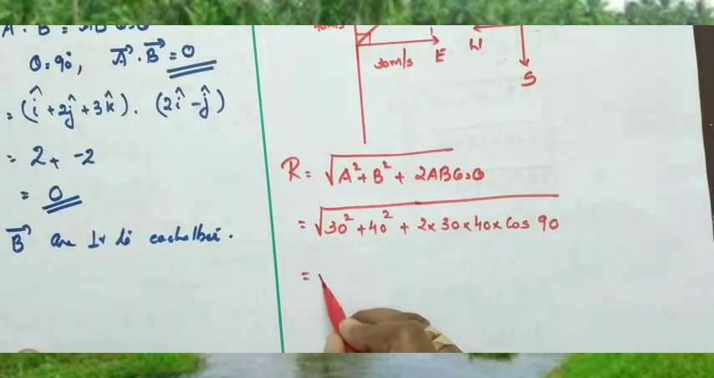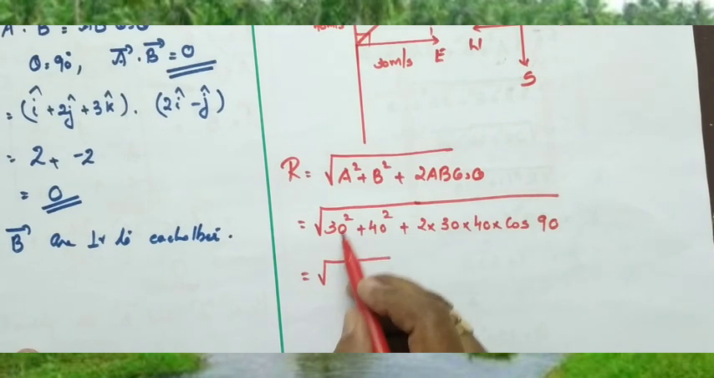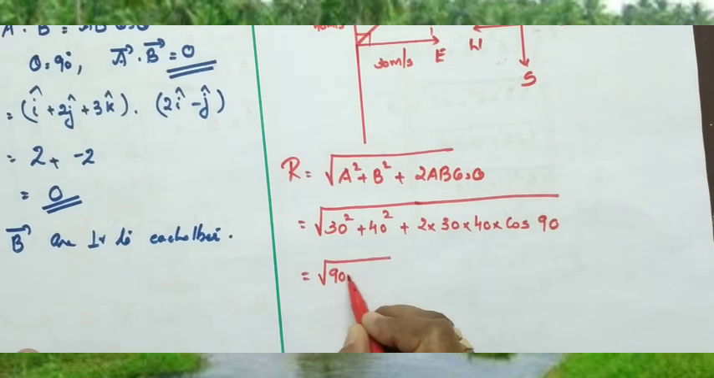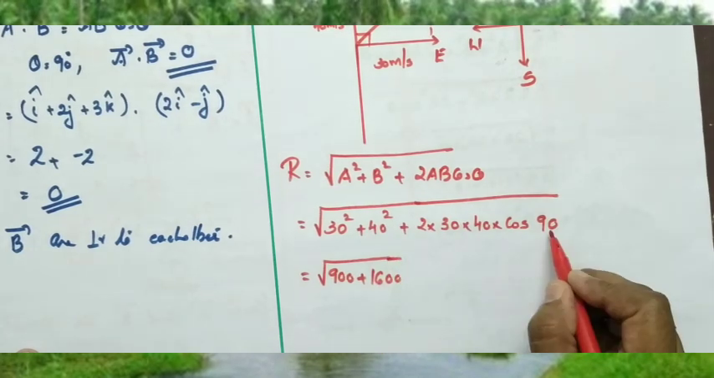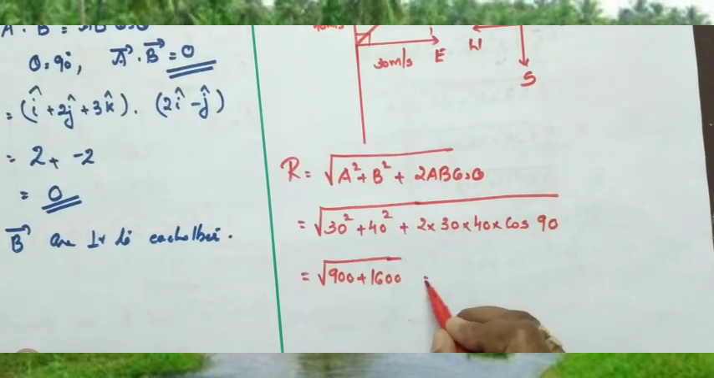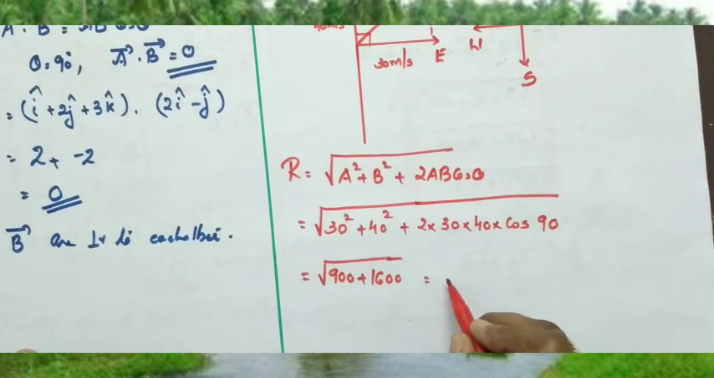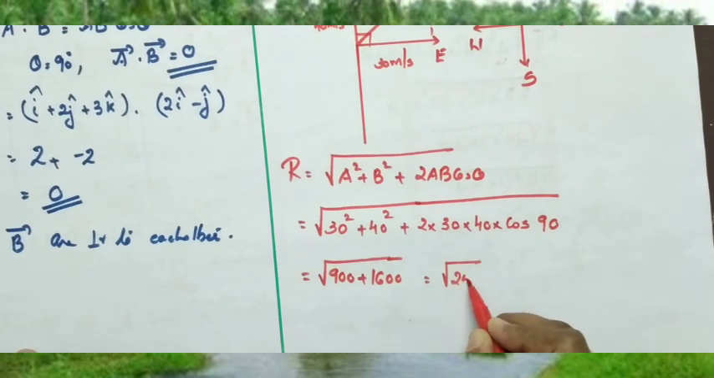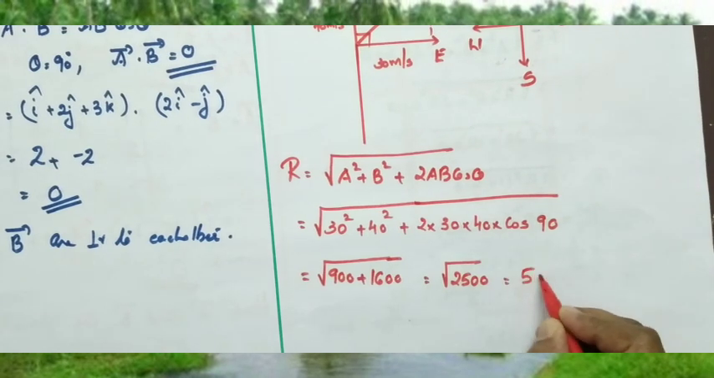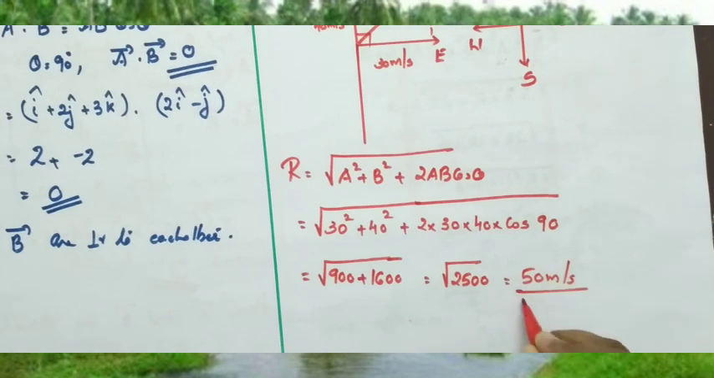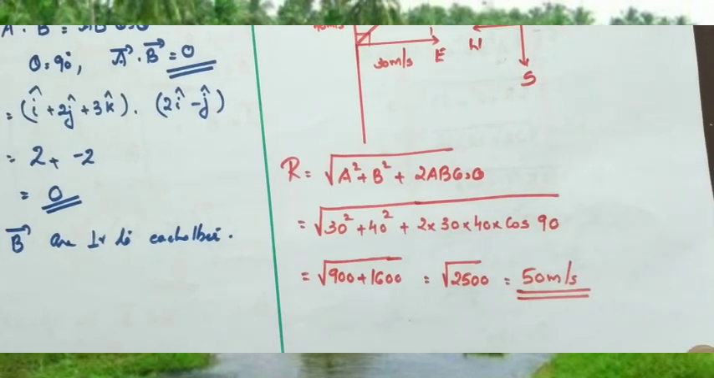Clear? It is equal to root of 30 square, that is 900, plus 40 square, 1600. Here cos 90 is 0. Therefore that term becomes 0. So here it becomes root of 2500. Clear? So it is equal to 50 meter per second. So the resultant velocity is equal to 50 meter per second.